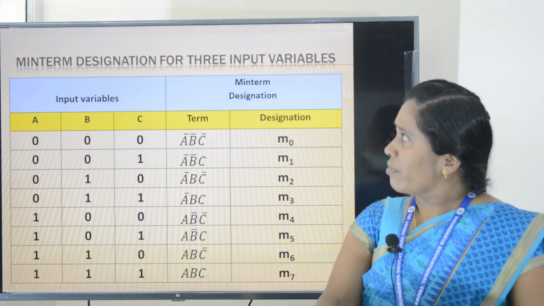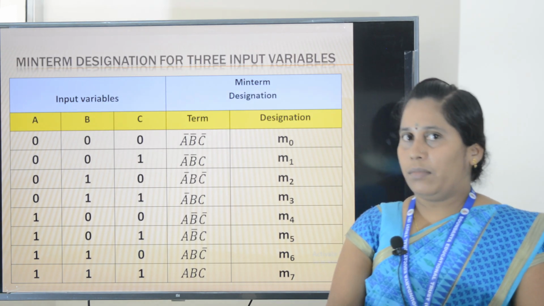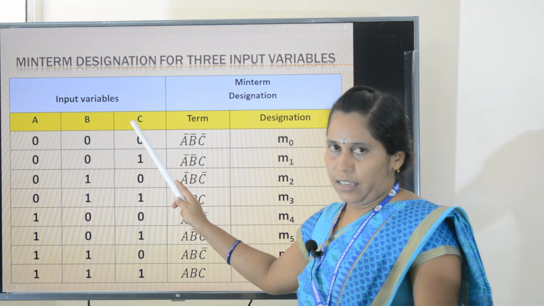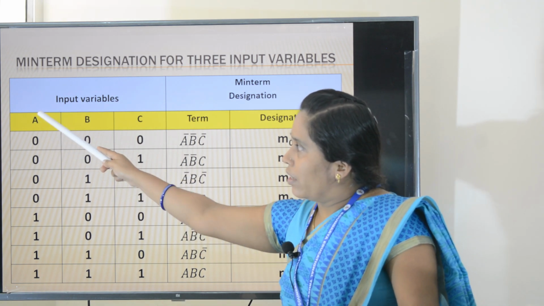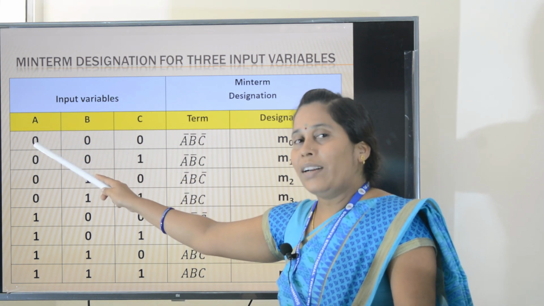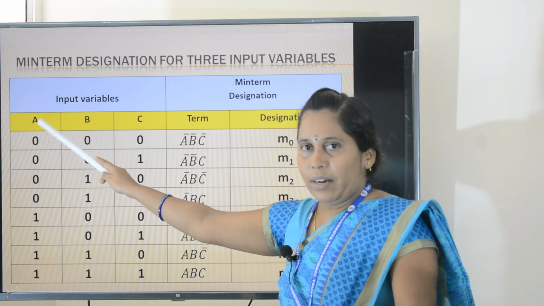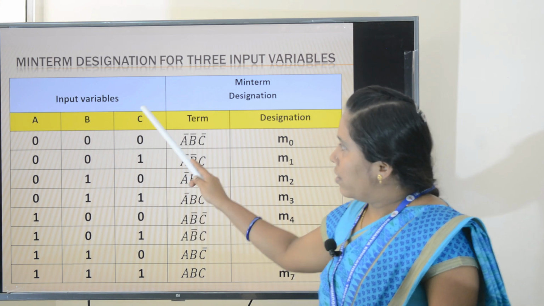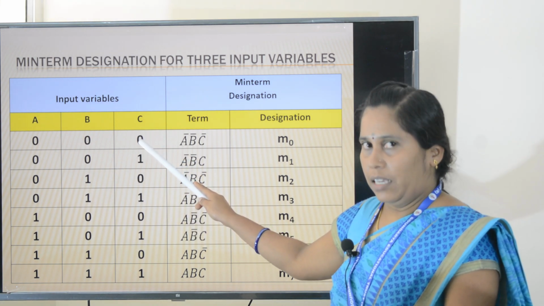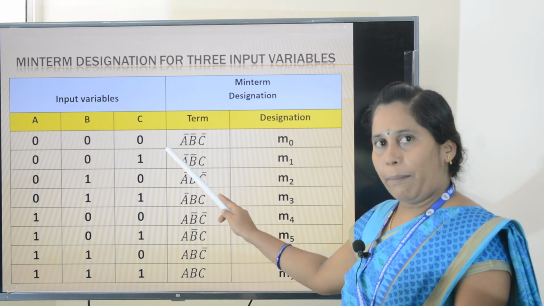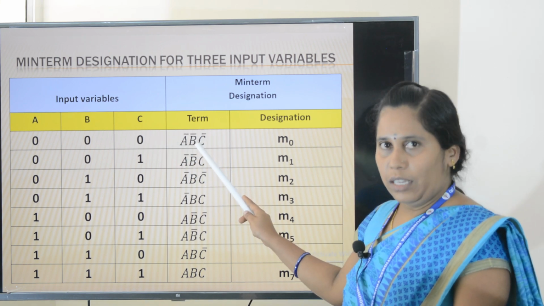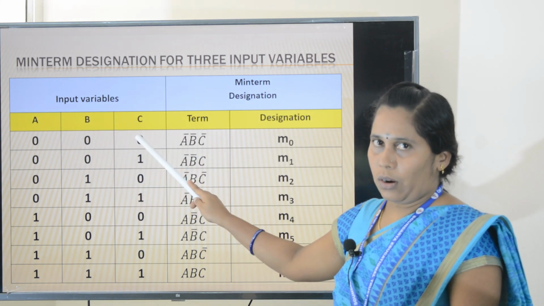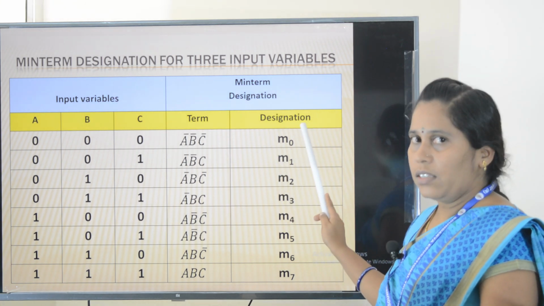Let us see the 3 variables Minterm designation. The 3 variables are a, b and c. The first term a is 0. If it is 0, take complement of that. A complement is a bar. B also 0. Take complement, B bar. C is 0, take complement, C bar. So the product term is A bar into B bar into C bar. The minterm designation is M0. 0, 0, 0 is called as 0. So the minterm designation is M0.